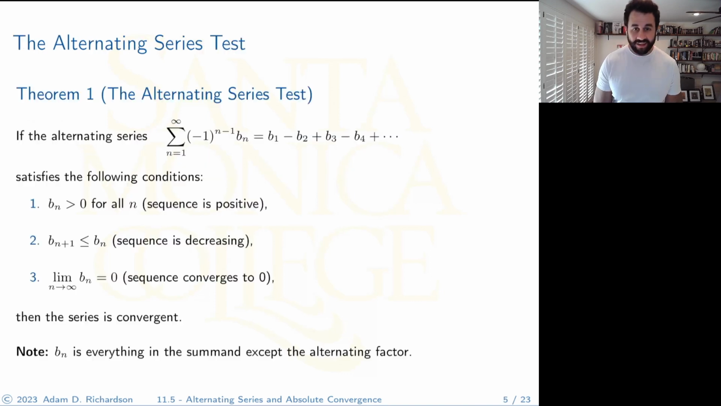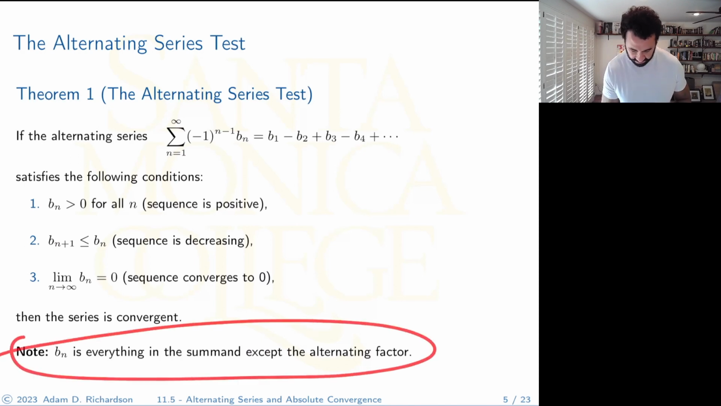There you go. All right, so here's the alternating series test. This is a really, really helpful one, because if you have an alternating series that satisfies these conditions, it tells you whether the series is convergent or not. Here's just a generic alternating series, and here are the three conditions that the series needs to satisfy in order for you to apply this theorem. For one, we need the b sub n terms to be positive.